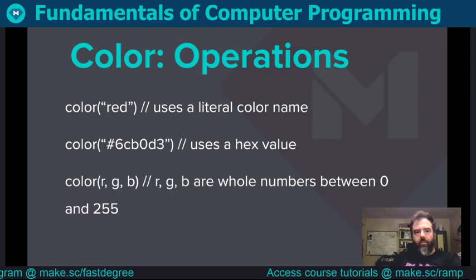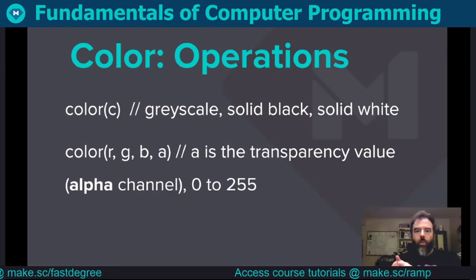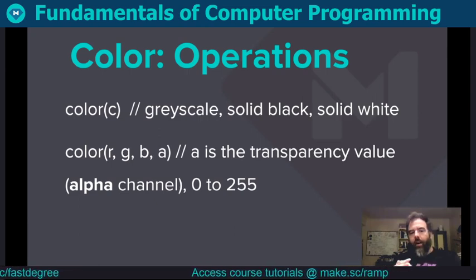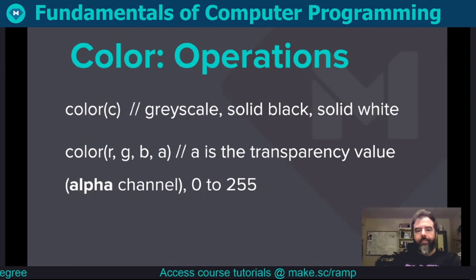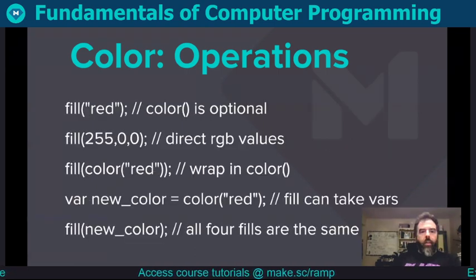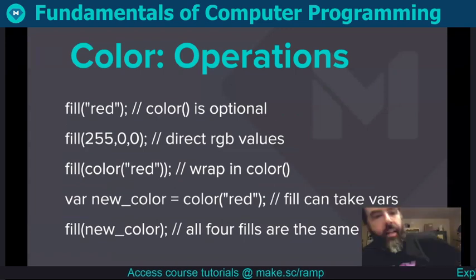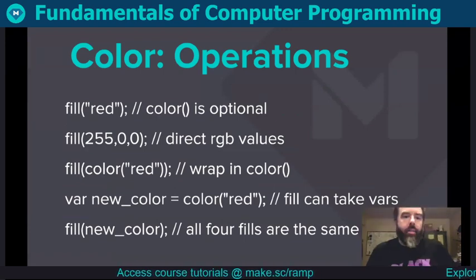And again, if you just have one number in the color command, that gives you grayscale. So if you want to get a solid black or a solid white, that's what you do. And I mentioned this earlier, we have something new called the alpha channel. That's the 4th color parameter. It just tells you how transparent or opaque the color is. And remember, the fill command is what determines what color your shapes are.